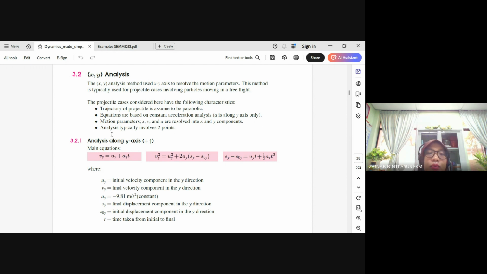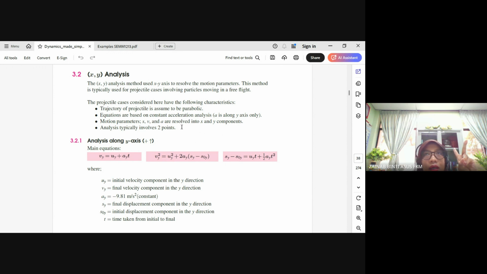The motion parameters S, V, and A are resolved into X and Y components. Later on you will see that your S, V, and A can be resolved into X, Y components. Before this, you only had the S in terms of T. But now you will have SX, SY, VX, VY, and also AX and AY. In this case, your AX is considered zero. Only AY will be the acceleration of gravity. And then the analysis typically involves 2 points.